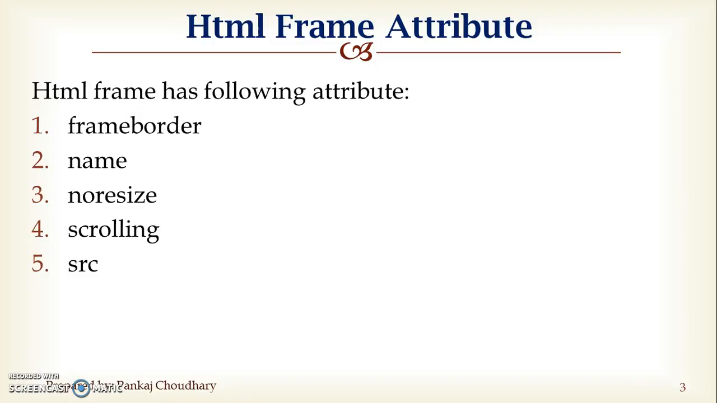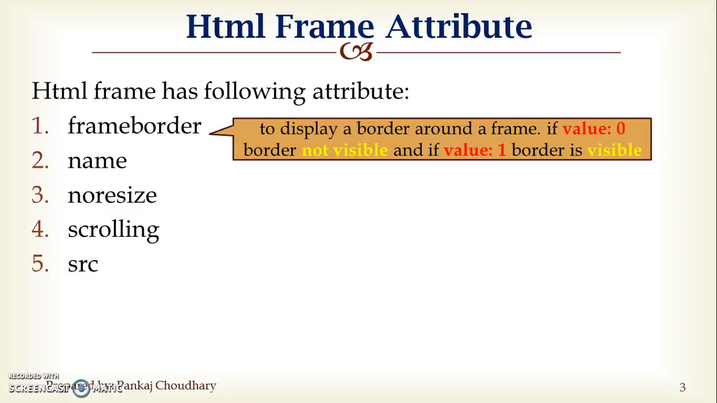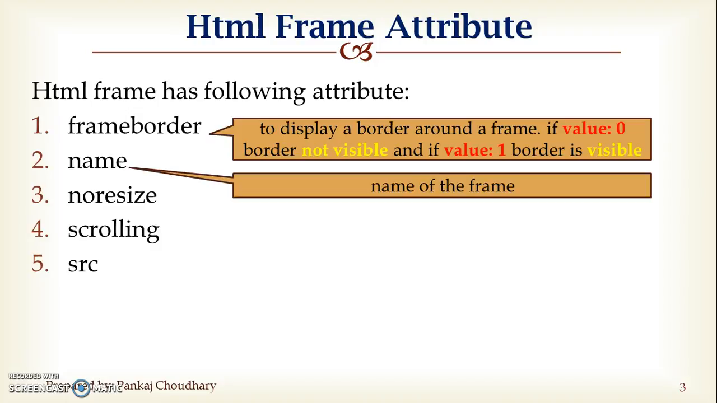A frameborder specifies the border of the frame. If the value of this frameborder equals 0, then there is no border, and if the value is 1, then the border is visible. The name attribute is used to specify the name of the frame. It is used when any hyperlink is targeted to a particular frame.